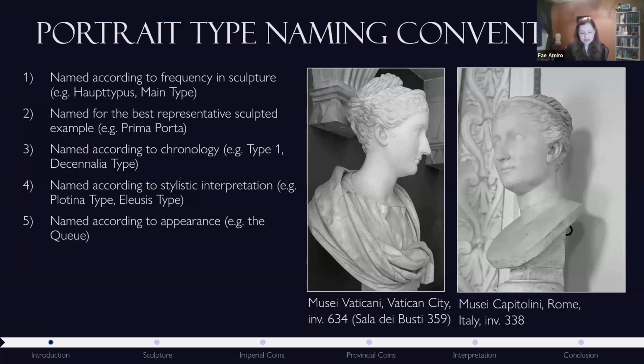The problem with this is that it gives, first of all, this sense that there was an intentional main type that was produced that is somehow more important or more favored by the administration than the others, but it also gives primacy to sculpture, because as we're going to see, the main type in sculpture might not be the main type in other media. And these distinctions in what the main type is in different media are actually quite illustrative of the distinctions in the motivations and production of the different media. And so that's what we will be getting into in the rest of this talk.